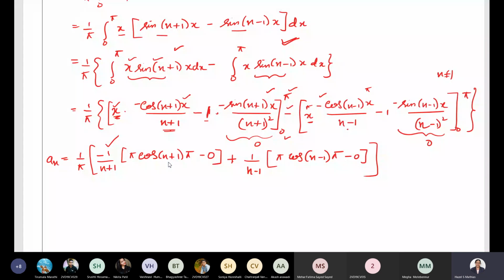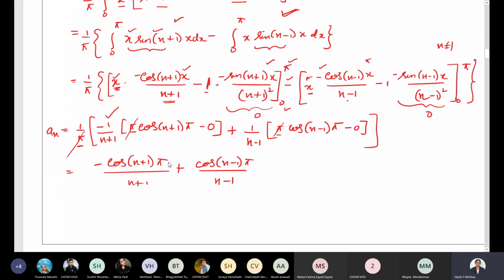What do we get? See here, there is pi term, and here also pi term. So if you cancel out this pi with this pi, you can cancel out that pi. This pi gets canceled over here when you take the LCM. So what is remaining now? Just check. Minus cos n plus 1 into pi divided by n plus 1. And here cos n minus 1 into pi divided by n minus 1. So these are the things which remain.